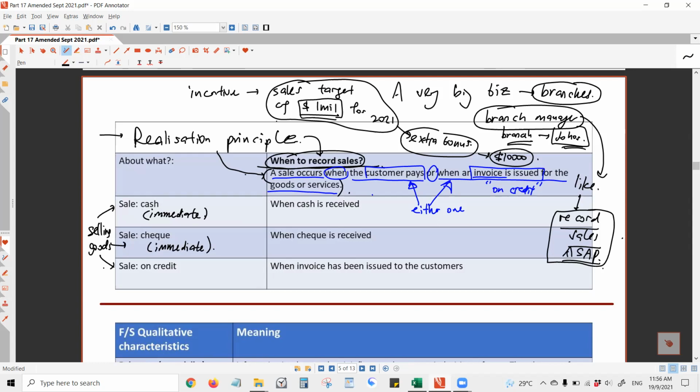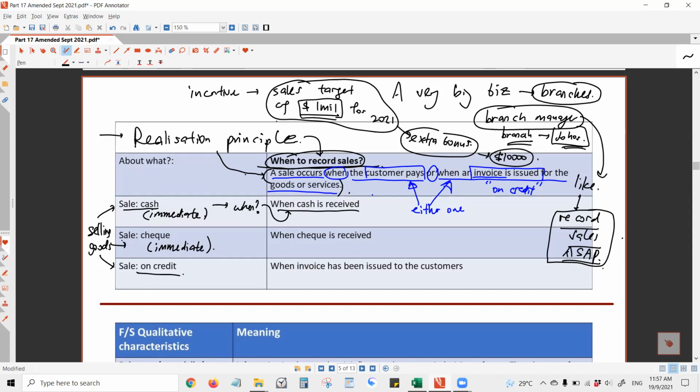Okay, there can be only three scenarios when you sell goods. You sell goods and collect cash on the spot, sell goods and collect a check on the spot, or you sell goods on credit. Customers will owe you for some time. For selling goods and collecting cash, when should you record the sales? When you have received the cash. That's the point of time you should record the sales.